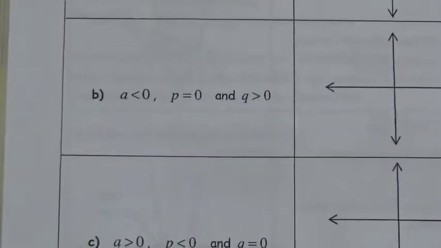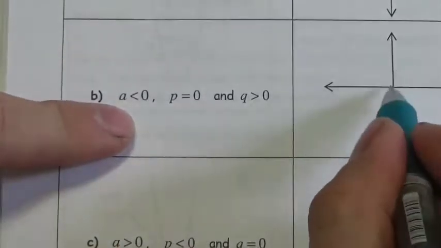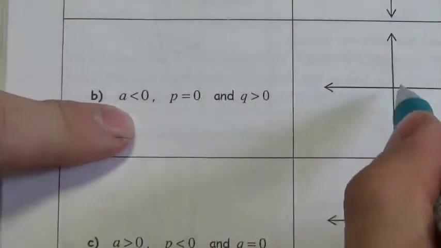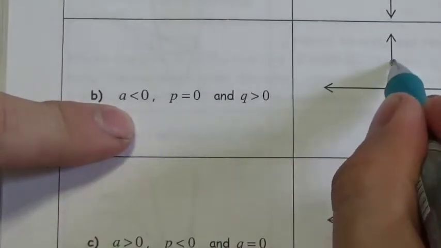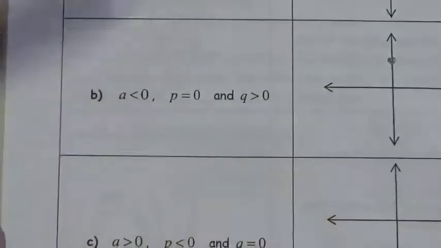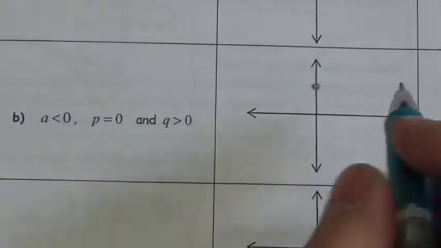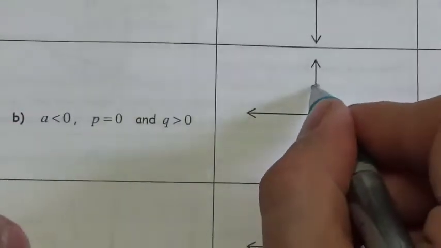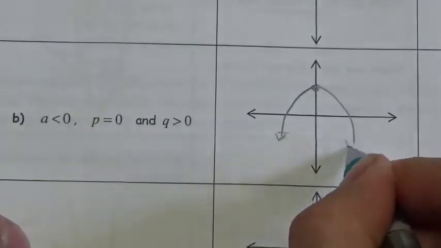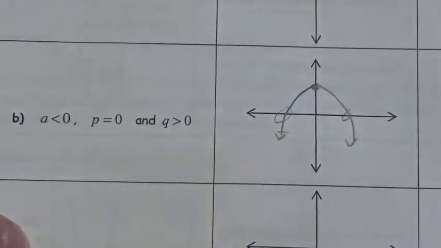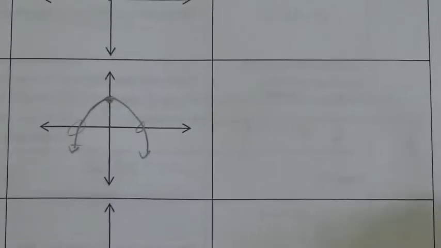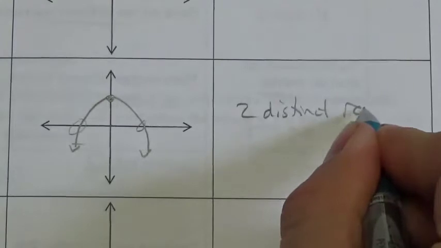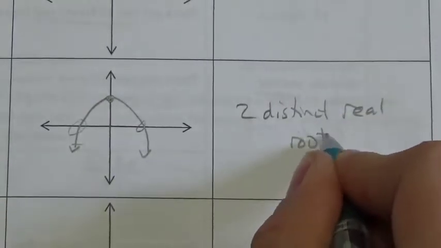Here, p is equal to 0, meaning that there's been no translation left or right. But q is greater than 0, so we go up. So I know it's going to be right on the y-axis. I want you to see that a little bit better. Right on the y-axis, and then we know that a is less than 0, so it's going to open down. Now, I am hitting the x-axis at two distinct points here, which means when I ask for the nature of the roots, we are going to get two distinct real roots.